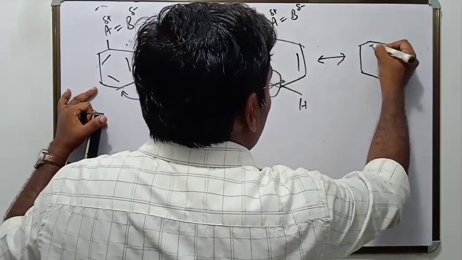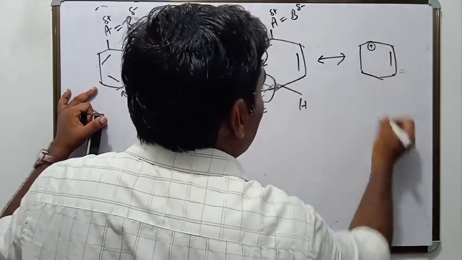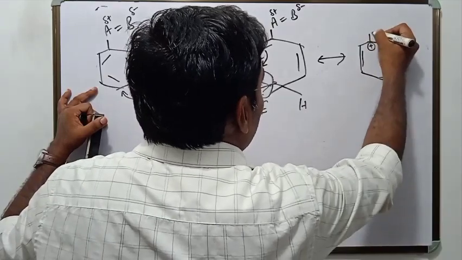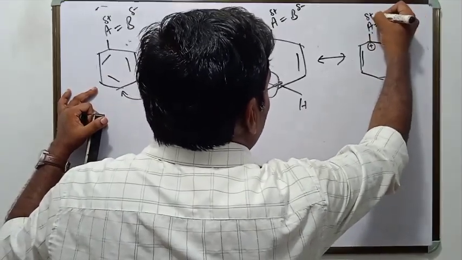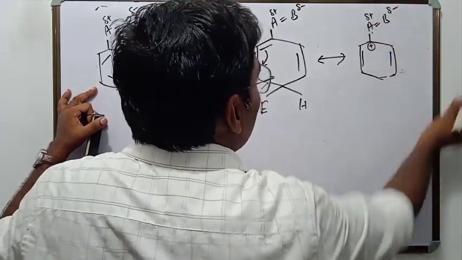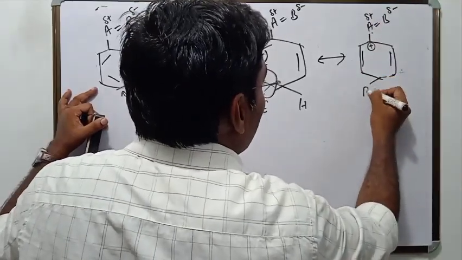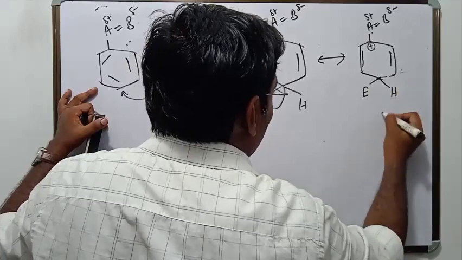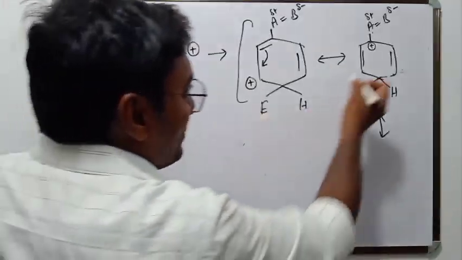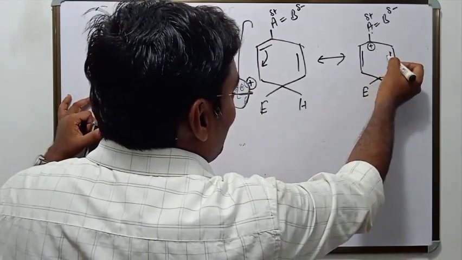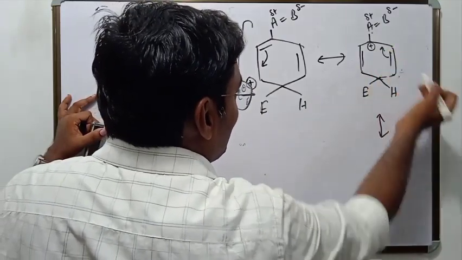The positive sign has come here, right? So that would make it, I don't need to tell you now, you know that it is not so stable. It's not at all stable. Now to negate this positive charge, this electron pair would come here and the positive sign would come here.